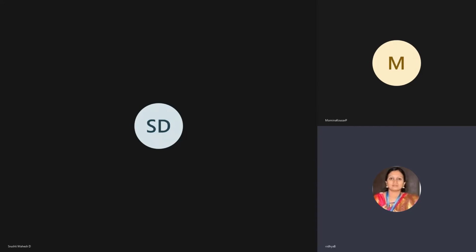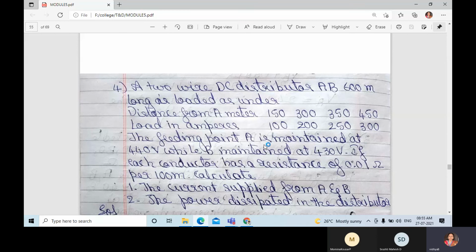Okay, in the last class we discussed the problems on concentrated loading. Today we shall continue that topic. A two-wire DC distributor AB, 600 meter long, is loaded as under.